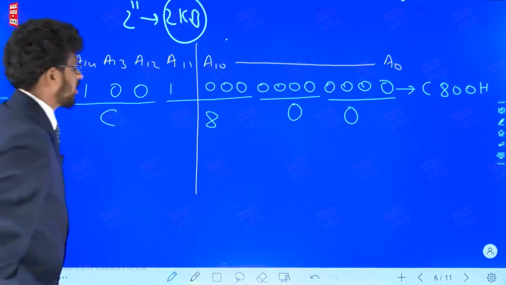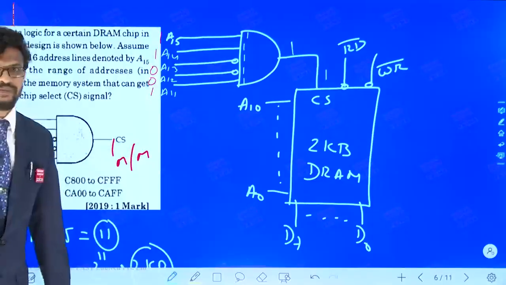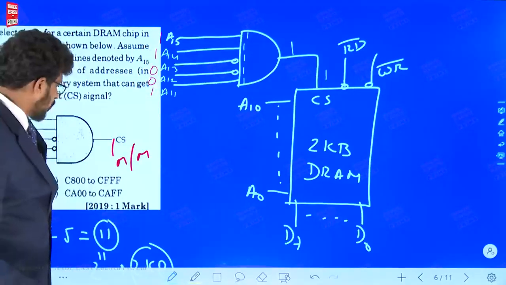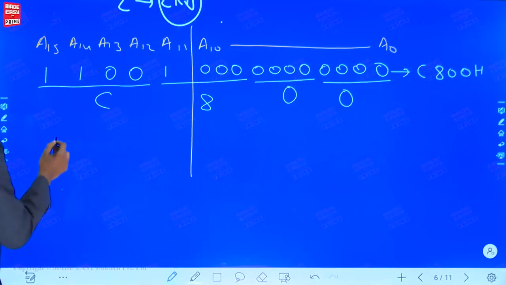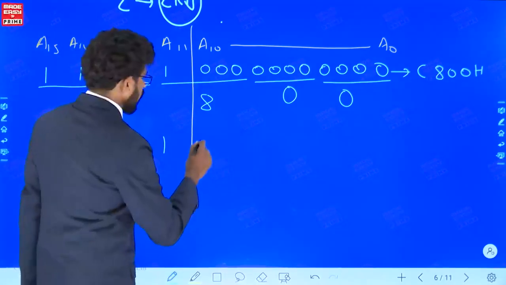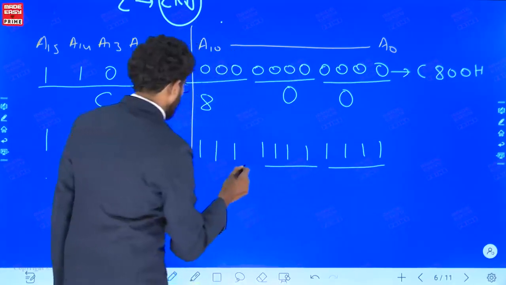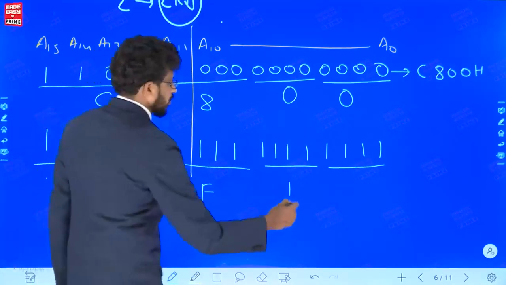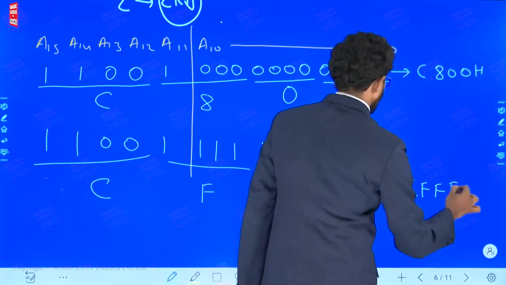If you want to find the ending address, tell me, can you change this decoding logic? No. To select the chip, this pattern should be the same, it should not change. Therefore, simply copy the value, that is 11001. The decoding logic is the same. Now put all ones: 2, 3, 4, 1, 2, 3, 4. Now find the equivalent hexadecimal value. What's the value obtained? C, F, F, F. So this value is simply CFFFH.